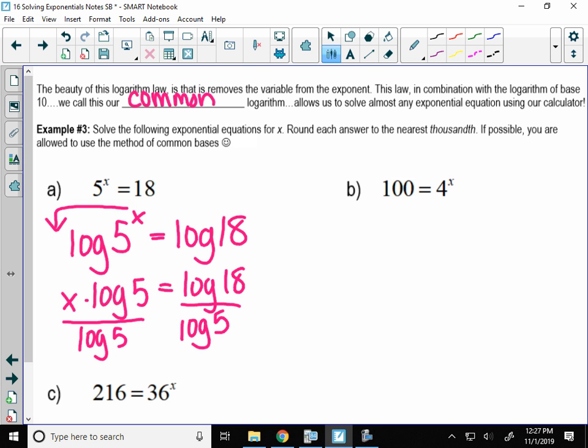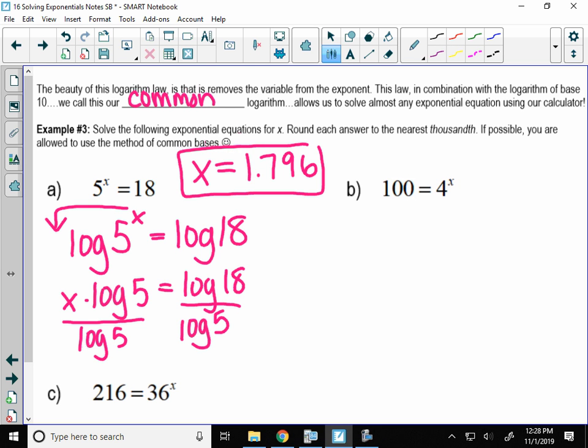And I'm going to write it up above so I don't run out of room. What is log of 18 divided by log of 5? Is that what other people got? Yeah. Okay. So it might seem like all these kind of look the same, but they're actually all different. So we'll look at the next one.